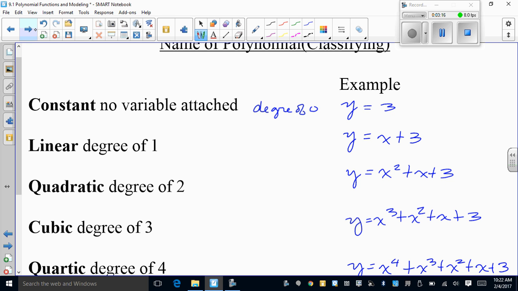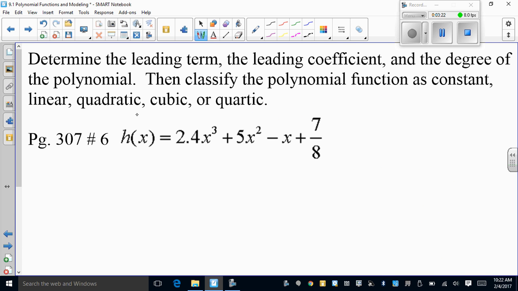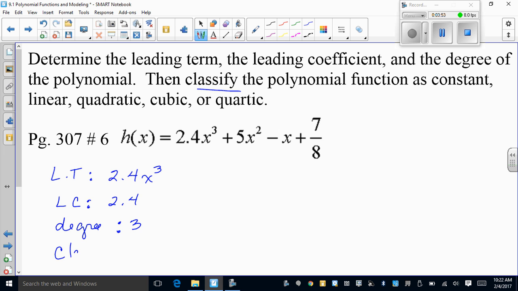Okay, so in this particular one, determine the leading term, the leading coefficient, and the degree of the polynomial, then classify your polynomial. This is lovingly in descending order. So your leading term is 2.4x cubed. Your leading coefficient is the 2.4. The degree is 3, and this classifies it as a polynomial, a cubic. And there you go.